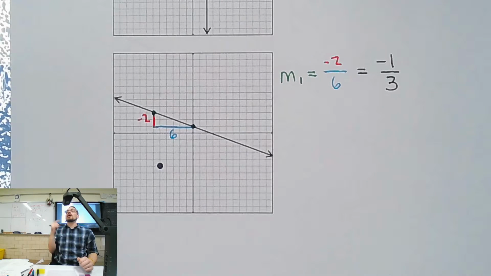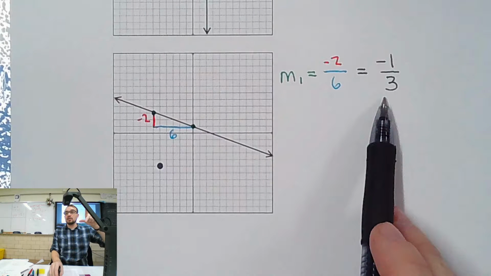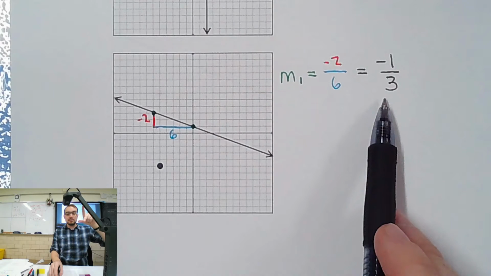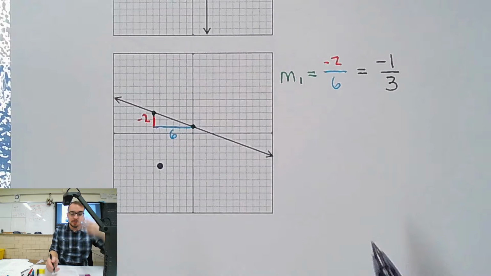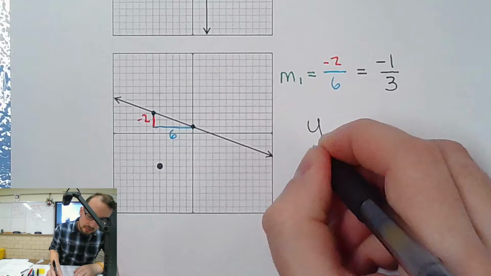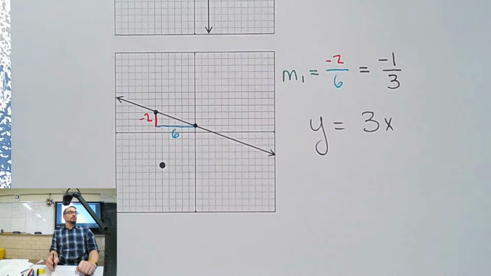Now we want a line that's perpendicular to this, so we have to flip and negate the slope, right? What happens when you flip a third? 3 over 1, right? Becomes positive. Change the sign and flip it. So I changed the sign, now it's positive. I flipped it, it's now 3. You dig? I'm so confused.